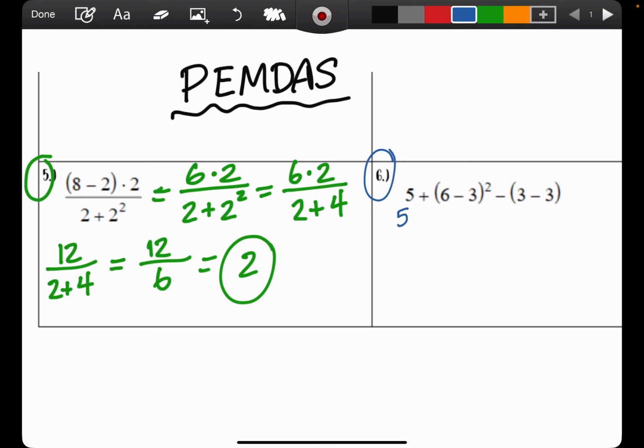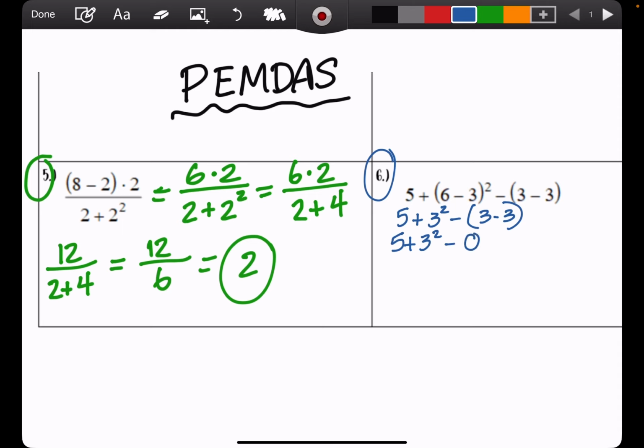So we've got 5 now plus 6 minus 3 is 3 squared minus, and we still have 3 minus 3 in parentheses there. So the only thing we changed was the 6 minus 3 turned into a 3. And so instead of 6 minus 3 squared, it's 3 squared. We're still going through PEMDAS, but we still have another set of parentheses before we can move on to the next step of exponents. We still have to address what's in parentheses on the other set. So now if we do that, we got 5 plus 3 squared minus, well, 3 minus 3 is 0.